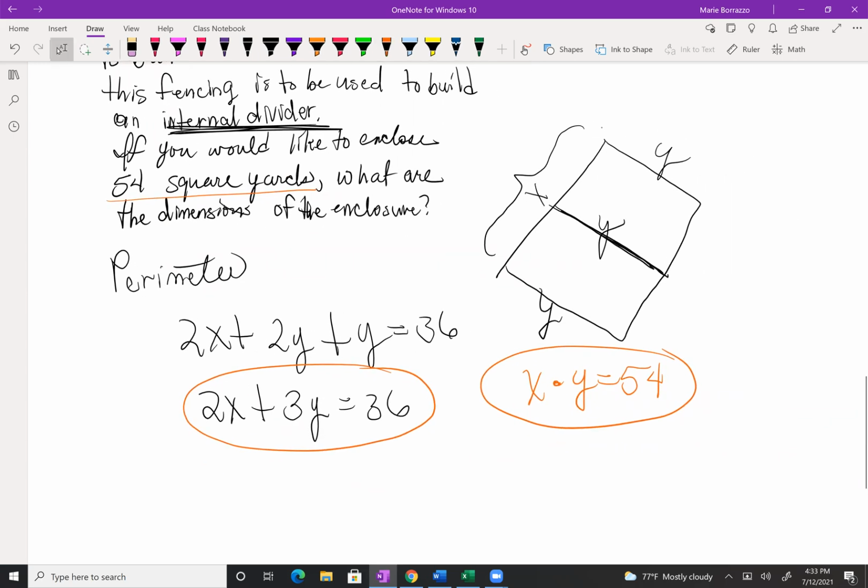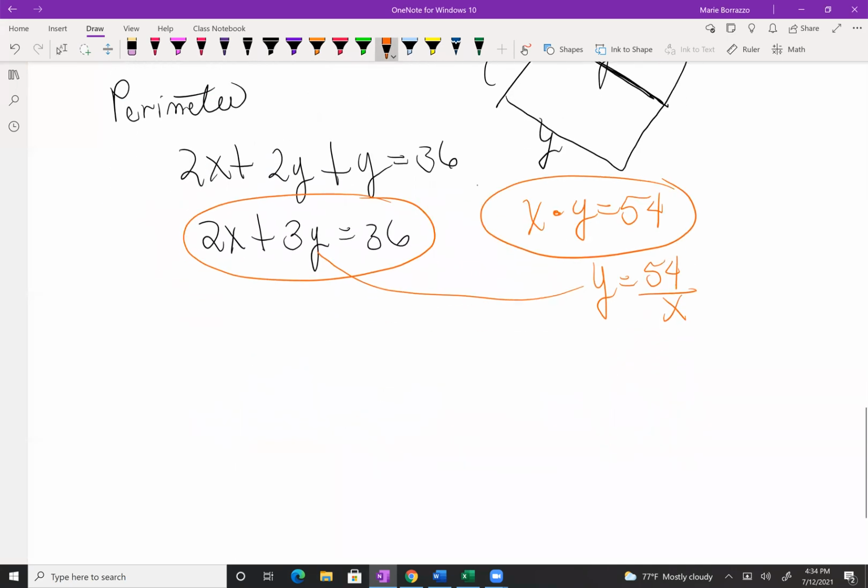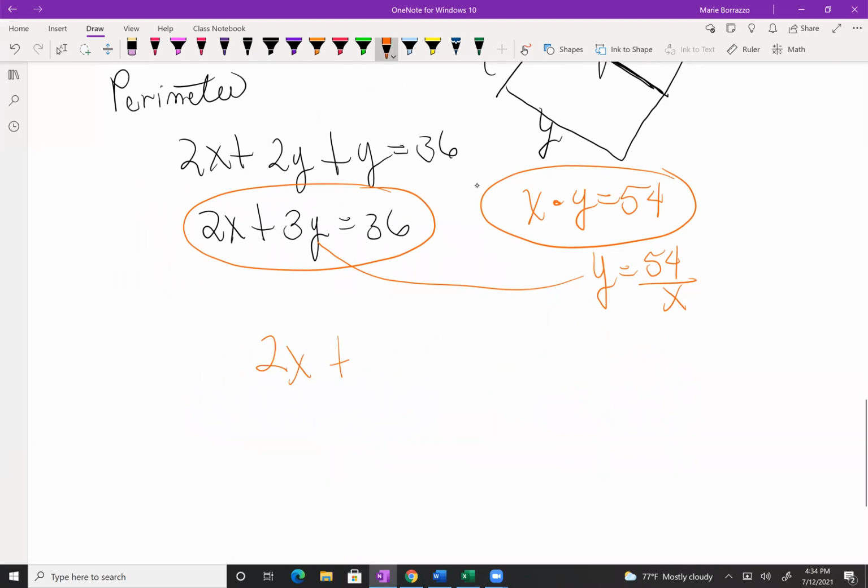So at this point, what you'd want to do is solve for Y or X. I'm going to solve for Y equals 54 over X. Give me 1 second. Apparently, Zoom is muted. There you go. All right, so Y equals 54 over X. So now what we want to do is let's use that here. So in that case, that means that we have 2X plus 3 times 54 over X, and this is equal to 36.